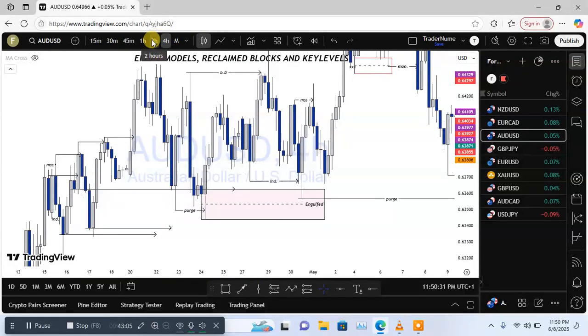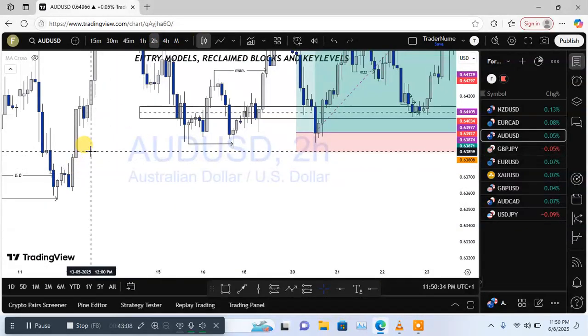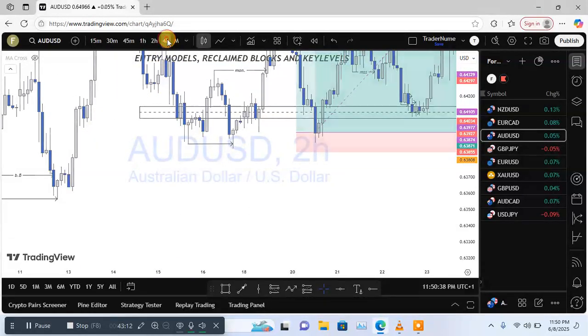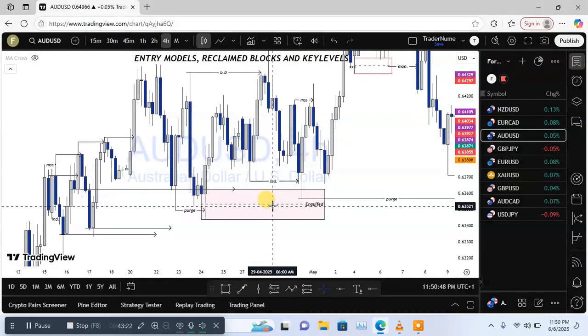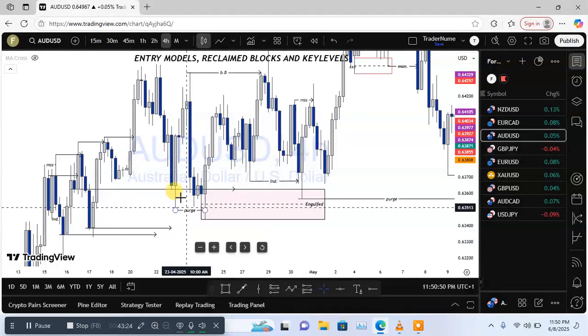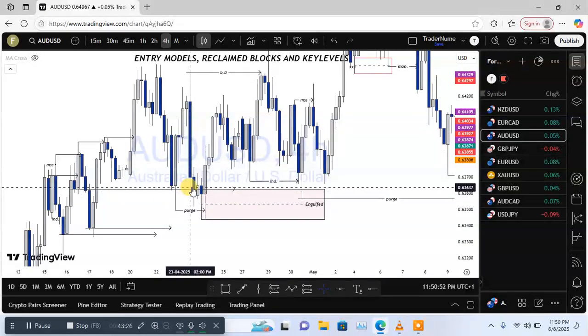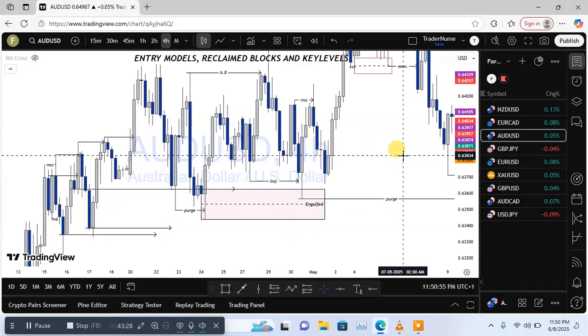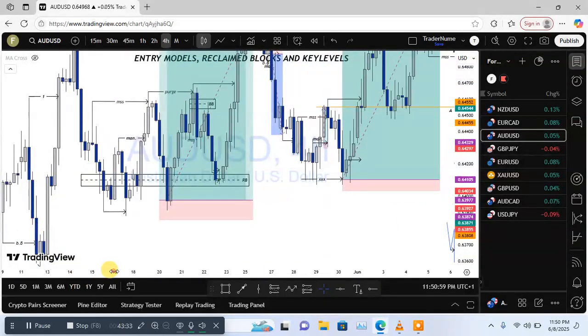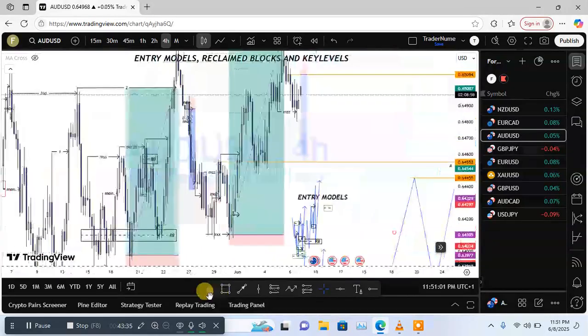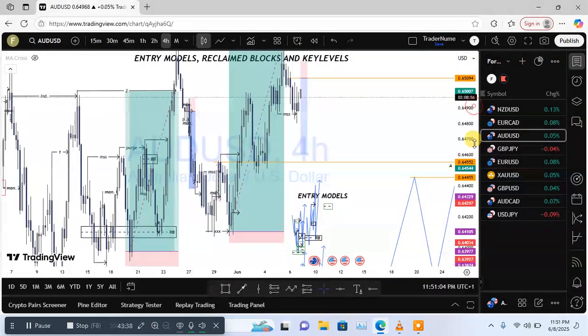But the other one is, we use the 2 hours to mark our discount zone, after every break of structure on the 2 hours. But for the 4 hours, after every break of structure we mark our key levels. So those are the things that are going to help you. Sometimes price might not come down to your 2-hour discount zone, but price might just react on your 4-hour key level and start going up. That's why you have to be very, very careful. Let me use the current price action to show you.